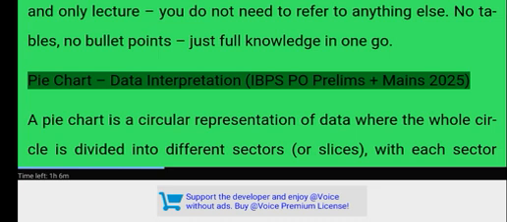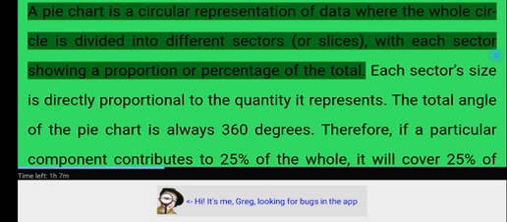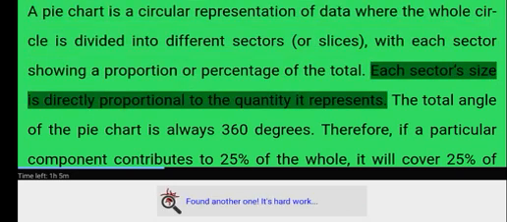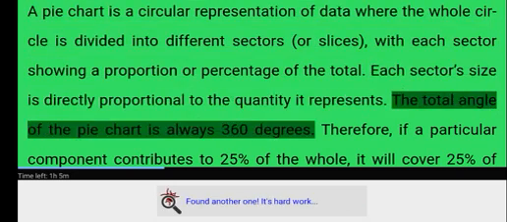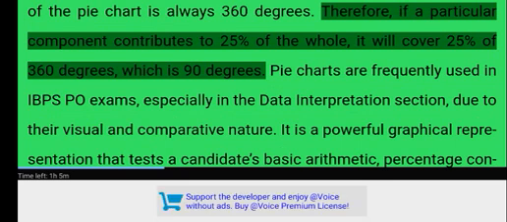Pie chart, data interpretation, IBPS PO Prelims plus Mains 2025. A pie chart is a circular representation of data where the whole circle is divided into different sectors, or slices, with each sector showing a proportion or percentage of the total. Each sector size is directly proportional to the quantity it represents. The total angle of the pie chart is always 360 degrees. Therefore, if a particular component contributes to 25% of the whole, it will cover 25% of 360 degrees, which is 90 degrees.